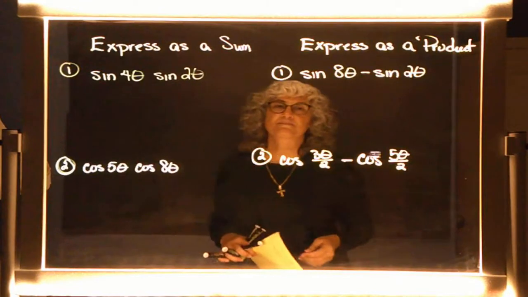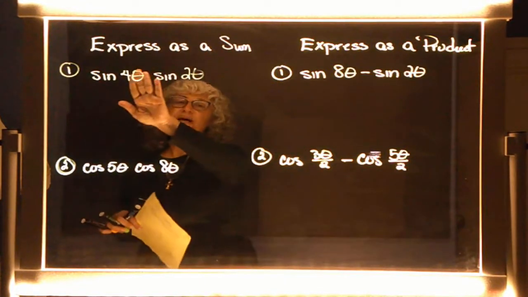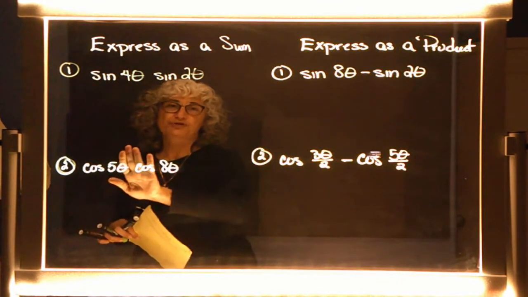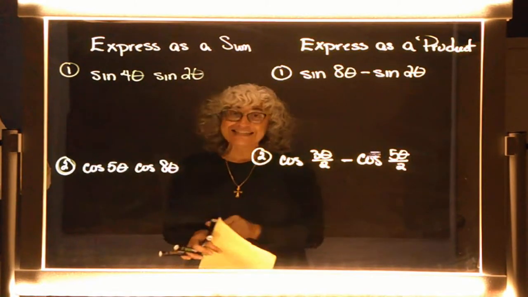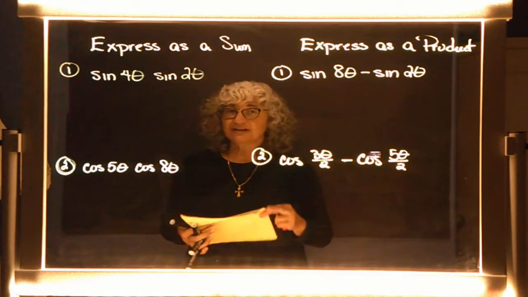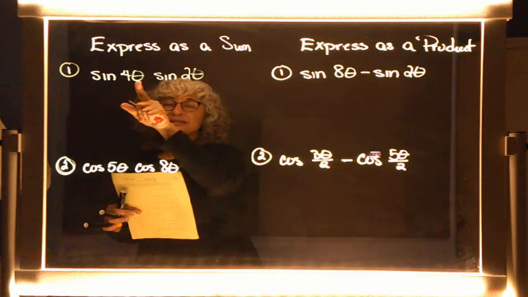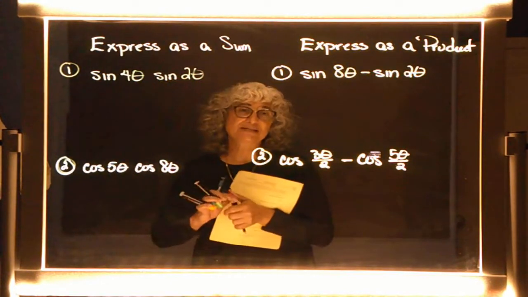Okay, so let's look at these next examples. These first 2 ask us to express these following products, because these are multiplication problems, as a sum. So here's the deal. You need to find the appropriate formula that takes the multiplication of these 2 sines and turns them into a sum.